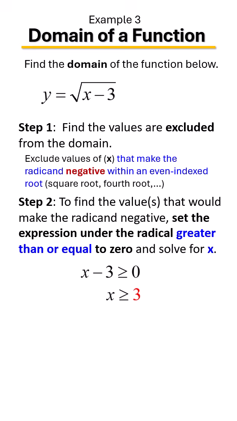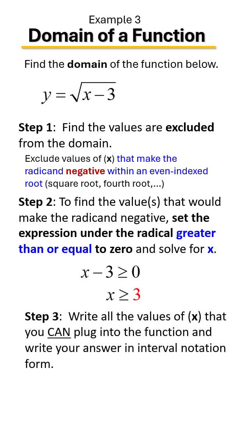So to write all the numbers you are allowed to plug in, we can write that in interval notation as we can plug in 3 and everything greater. So we would put a bracket around 3 because that means, yes, I can plug in a 3. Notice if you plug in a 3, you would get a 0, and that's okay. You can have a 0 underneath, you just can't have a negative. And so that would mean everything from 3 on to positive infinity.